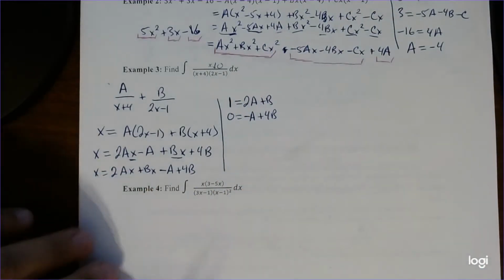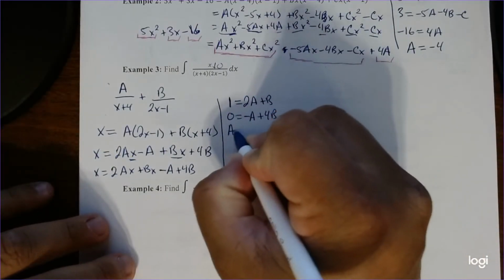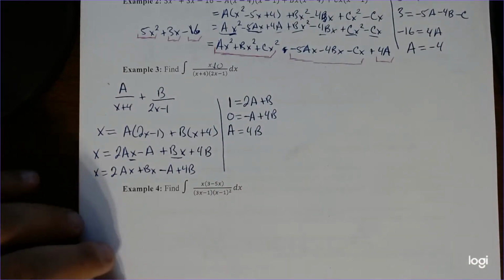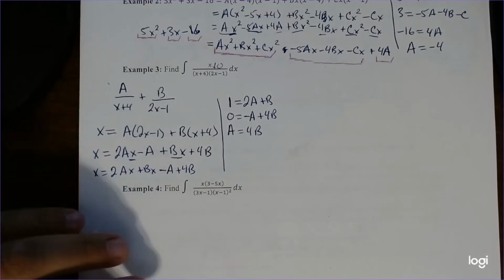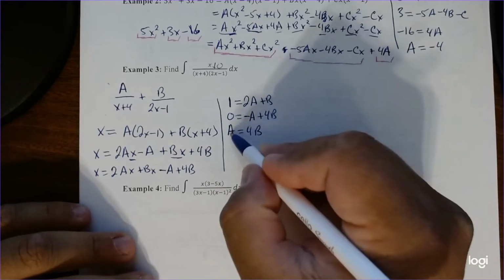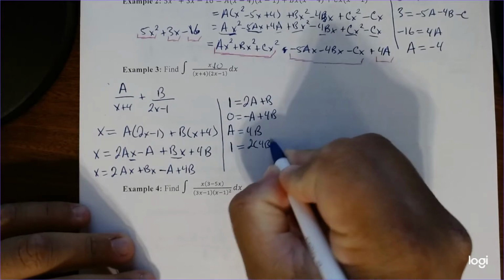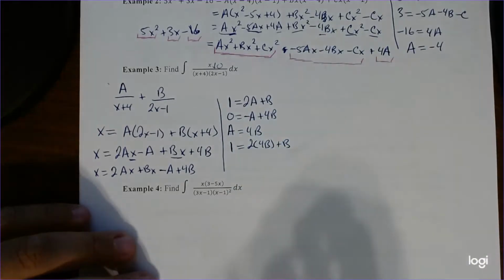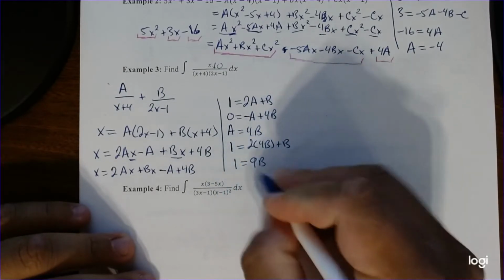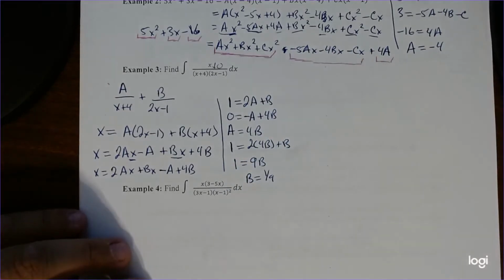And now notice we can solve for a variable automatically. Bring this over, so we know a is equal to 4b. So for this one, probably substitution would be the best instead of elimination. We could just substitute this into the first one. So I'll substitute 4b for a in here. So we know 1 is equal to 2 times 4b plus b. That gives you 8b plus b, which is 9b. So dividing over, we know b is equal to 1/9.